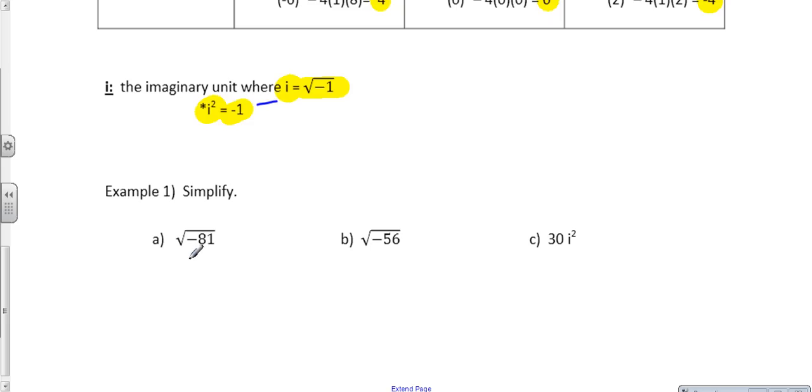So if I have the square root of a negative 81, I'm going to rewrite that as the square root of negative 1 times 81, which means it's the same as the square root of negative 1 times the square root of 81. Now I need to know this because the square root of negative 1 is i. The square root of 81, excuse me, is 9. So the official answer to this is 9i.